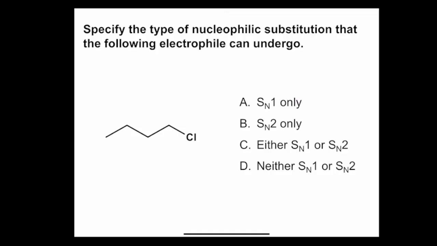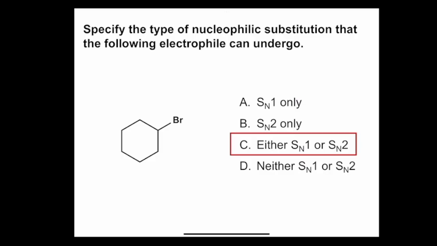What is your substituted group? Primary, secondary, or tertiary? This is primary. So it has to be SN2. That's right. What about this guy? Primary, secondary, or tertiary? Tertiary. So it has to be SN1. Perfect.